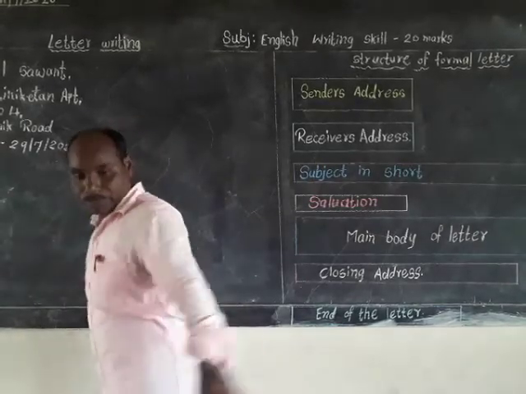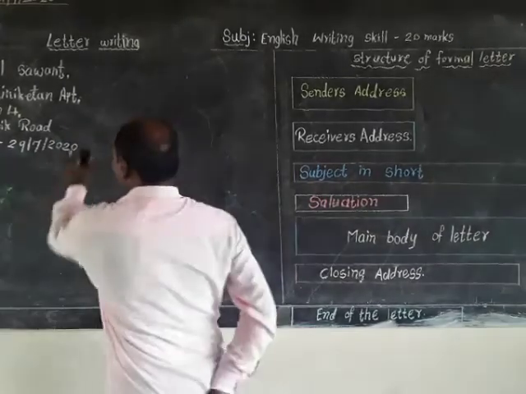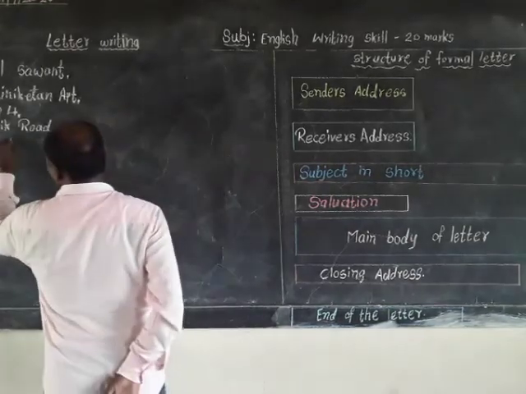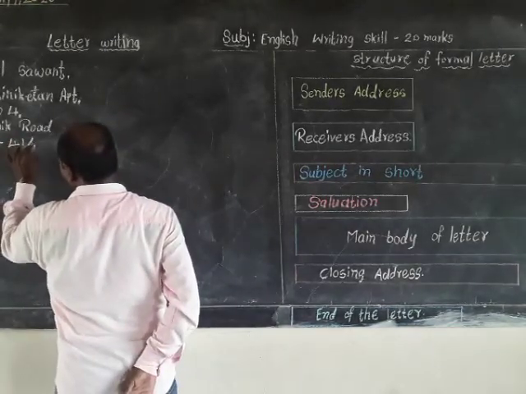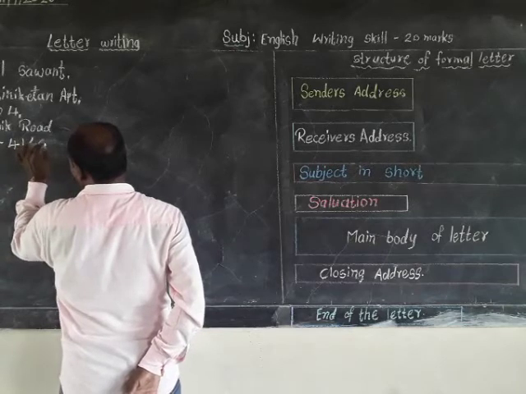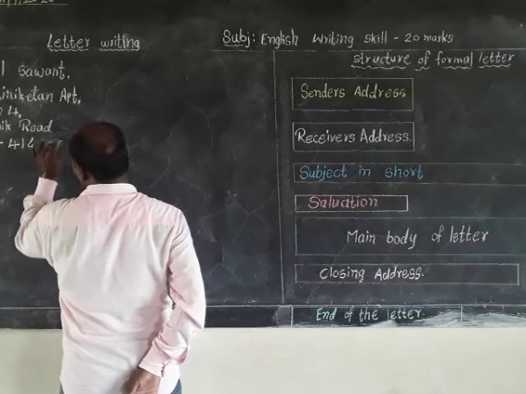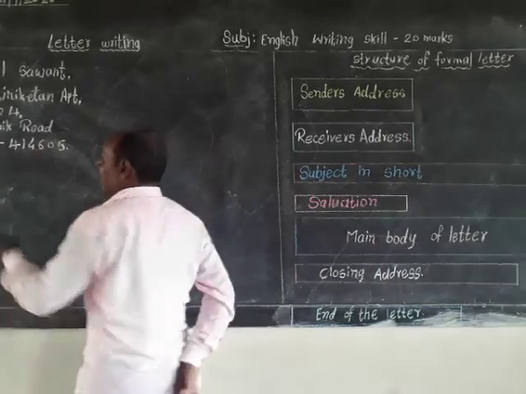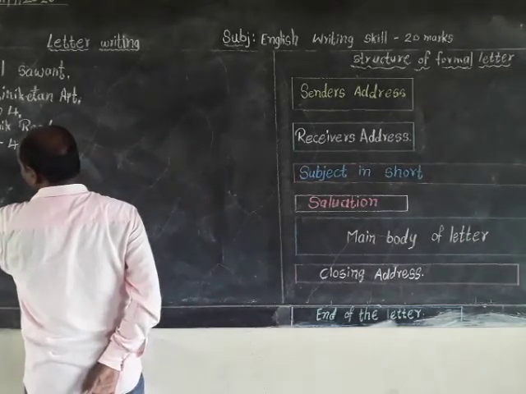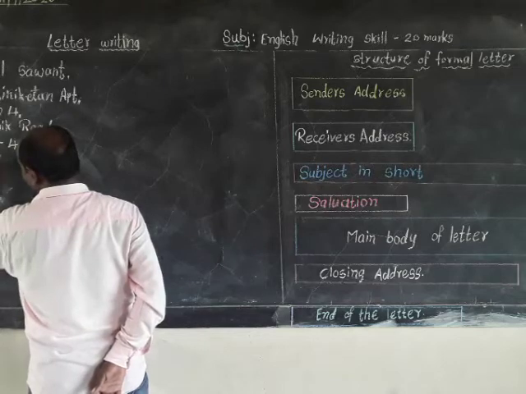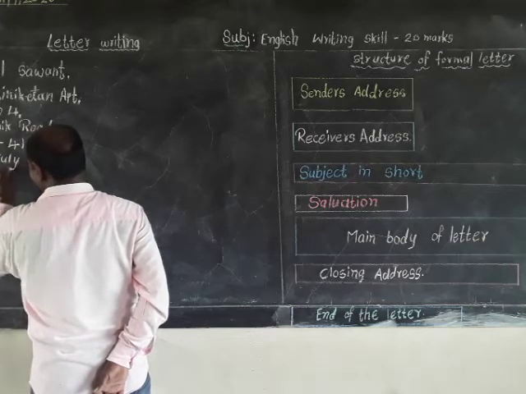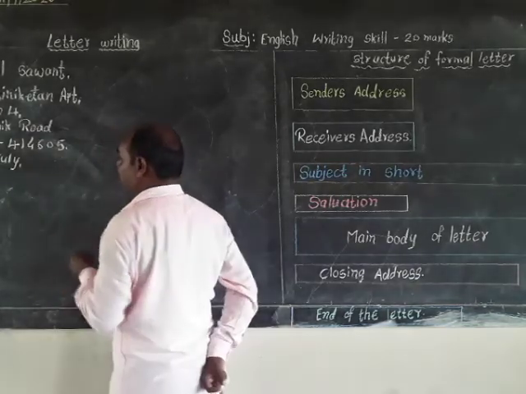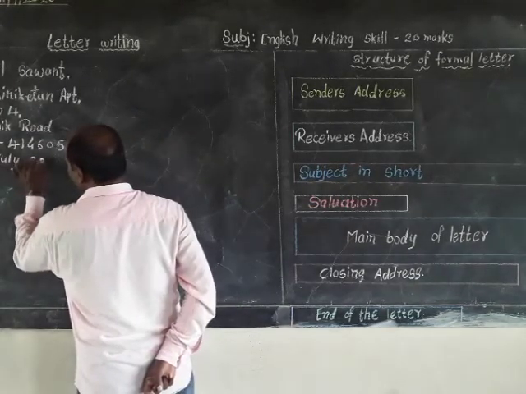Then the date, 29th July 2020. You can write, sorry, I have written it. 414605, this is the pin code, and the right date, 29th July 2020. It should be written like this.